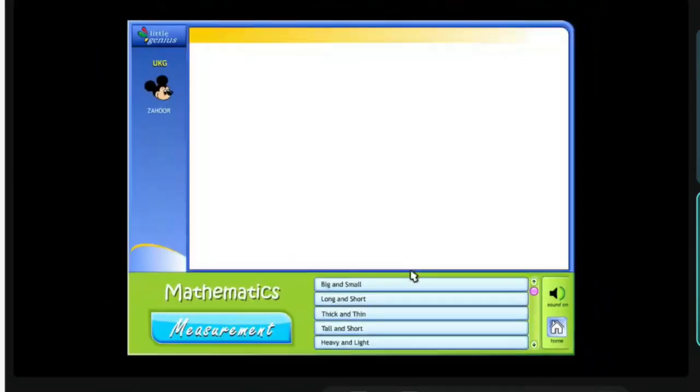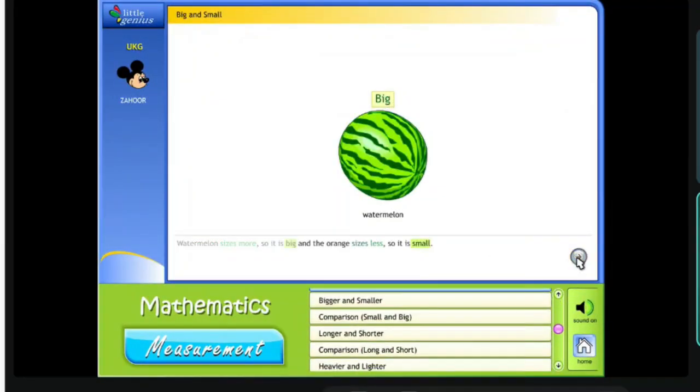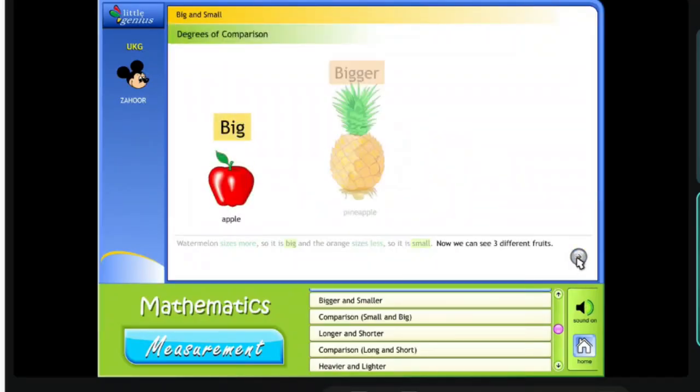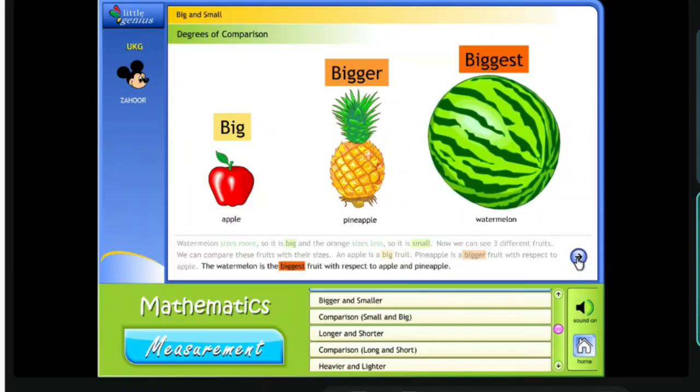Then measurements, sizes and comparisons: big and small. Watermelon size is more, so it is big. And the orange size is less, so it is small. Now we can see 3 different fruits. We can compare these fruits with their sizes. An apple is a big fruit. Pineapple is a bigger fruit with respect to apple. The watermelon is the biggest fruit with respect to apple and pineapple.